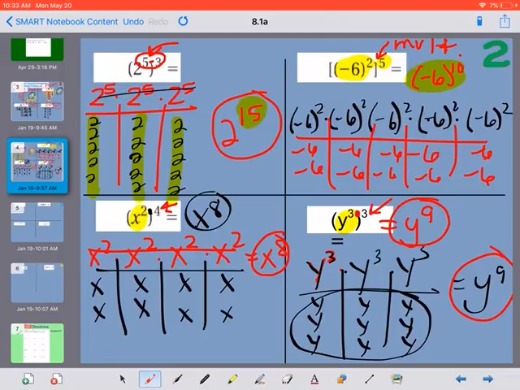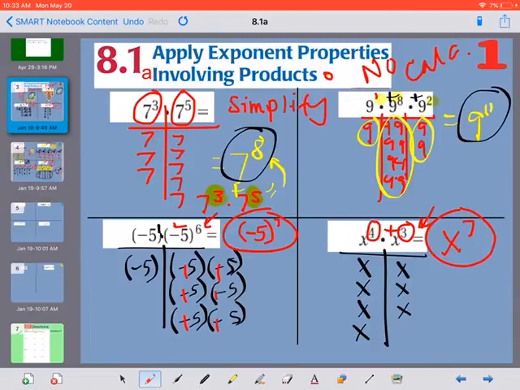Or at this point right here, when we have y to the third, y to the third, y to the third, we're really adding our exponents. 3 plus 3 plus 3 is 9. That's what we did back here. So when they're separated by that multiplication symbol, you're really adding the exponents.